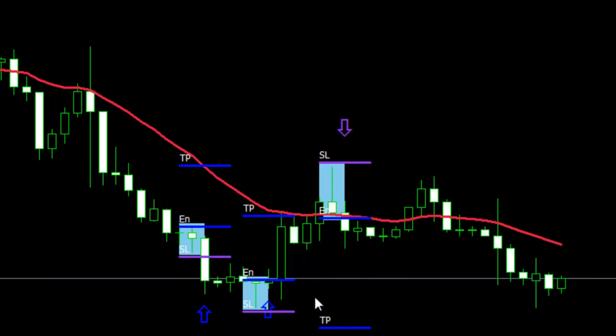It's up to you what the risk reward ratio is, but for the beginning we recommend you have a 1 to 1 risk reward ratio to see how it works.